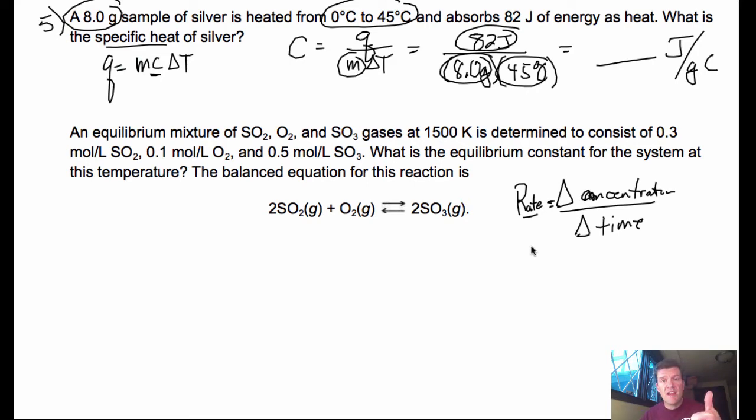So the nature of the reactants, surface area, temperature, concentration, and then a catalyst. So you need to look back and make sure you know those.